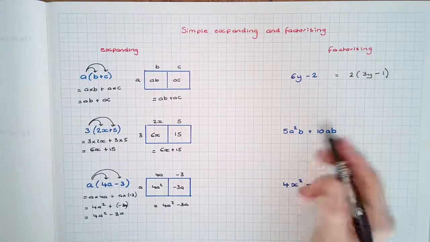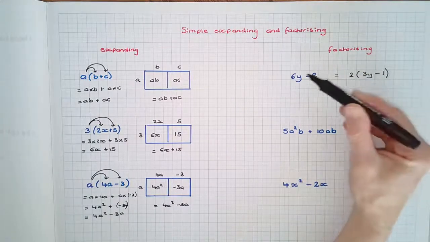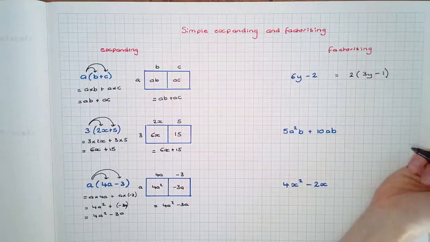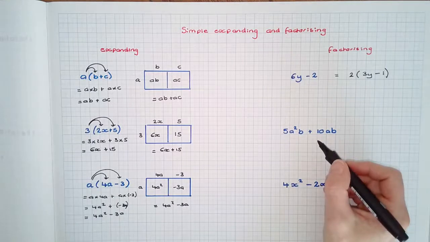To check, we just can re-expand. 2 times 3y is 6y, and 2 times negative 1 is negative 2. Let's go to our second example.